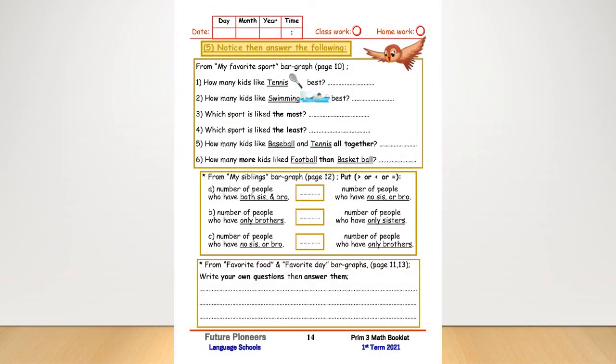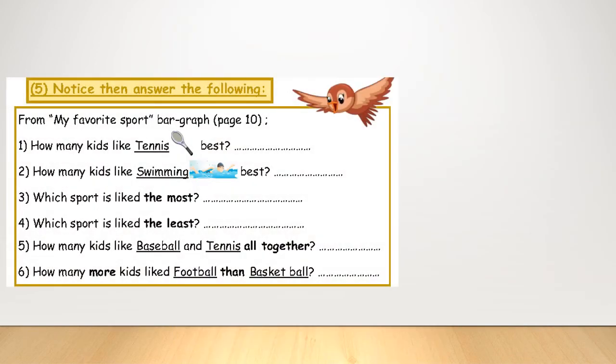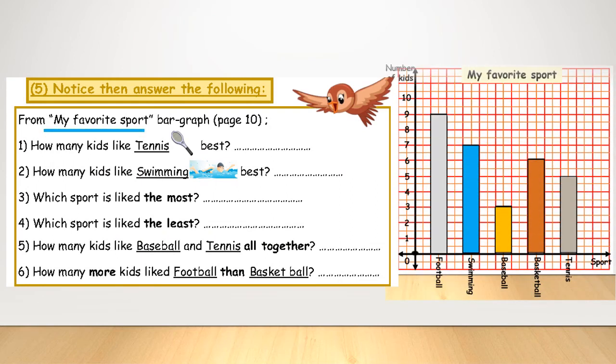Next one, exercise number 5. Note then answer the following. From my favorite sport bar graph, which we drew in page 10. Number 1, how many kids like tennis best? Okay, go to the graph and search for tennis, which is P. Yes, 5. Write down 5.